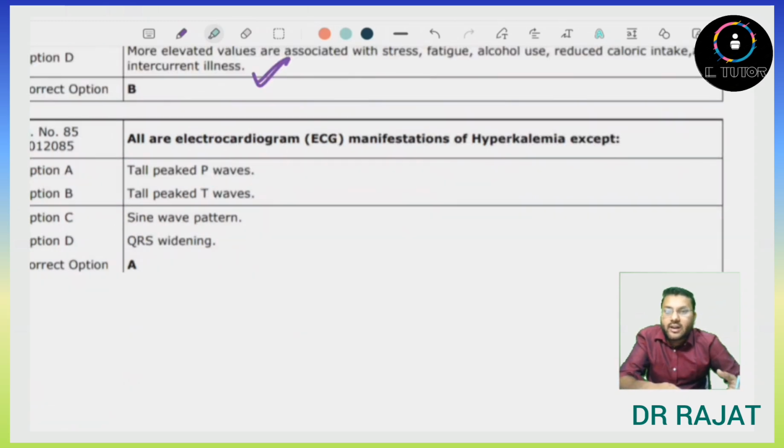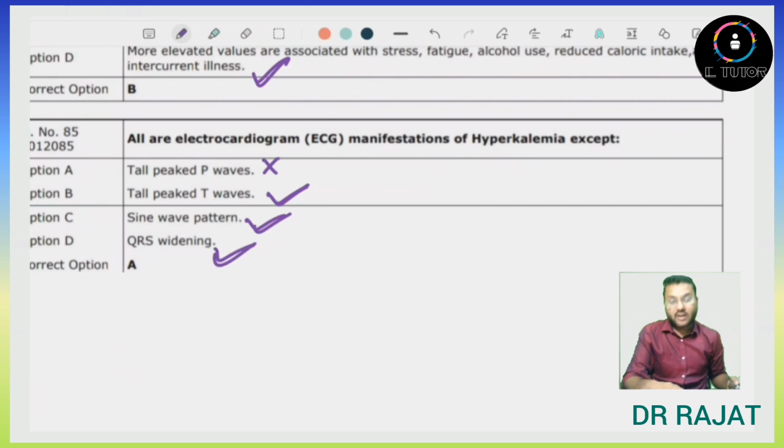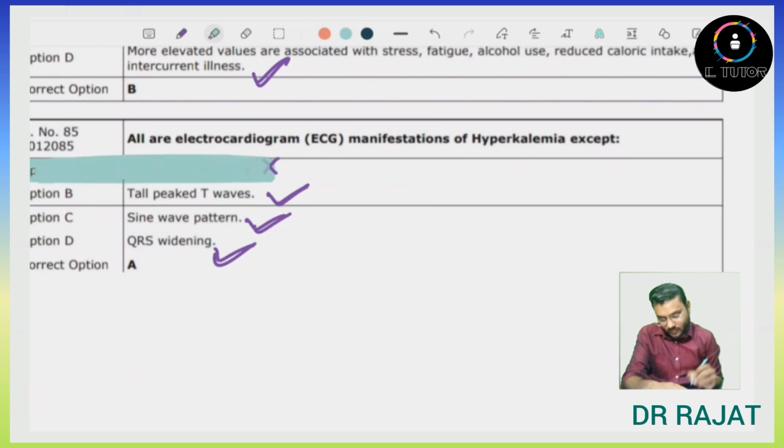Next question is, all are electrocardiogram manifestations of hyperkalemia except: tall P wave. This is false. Either there is a decrease in the P wave or an absent P wave in hyperkalemia. Tall peaked T waves, this is true. Sine wave pattern, this is also true. And QRS widening is also seen. So here tall peaked P waves will not be there. Answer will be option A.